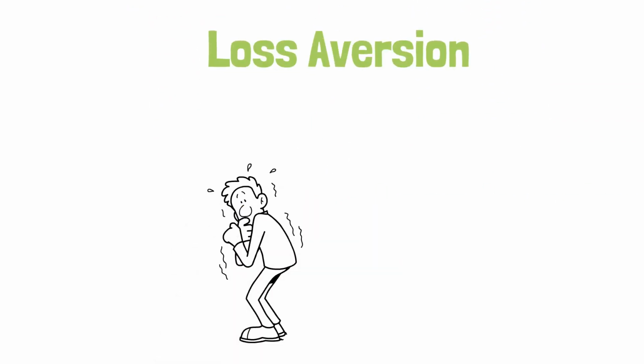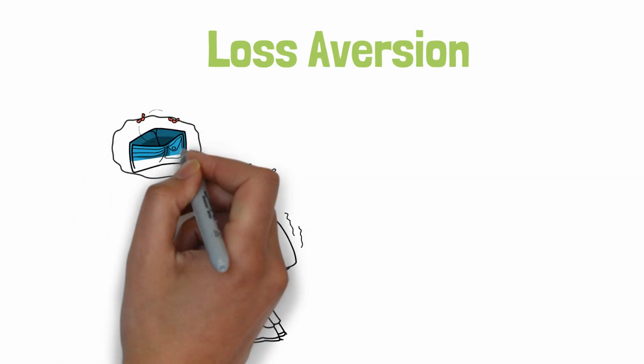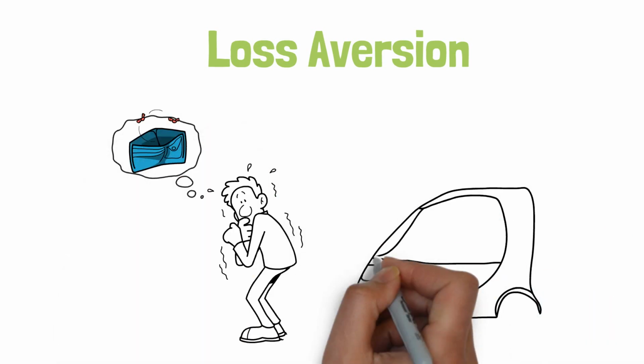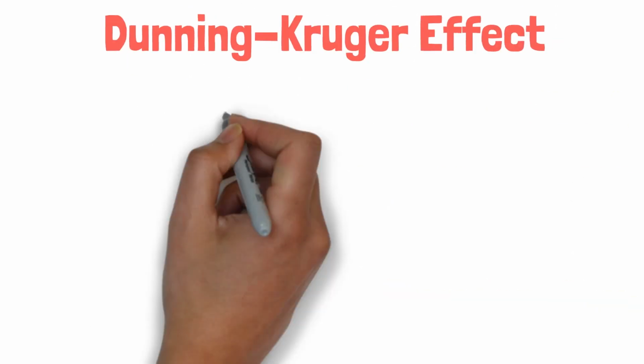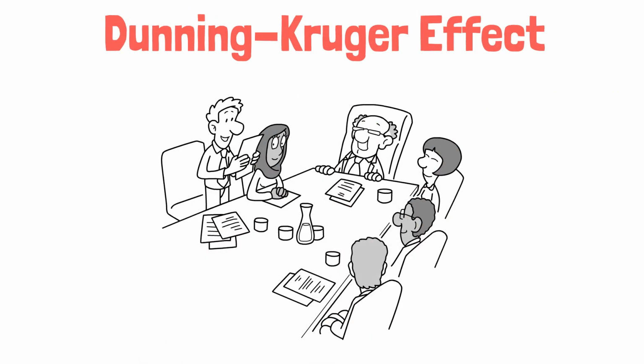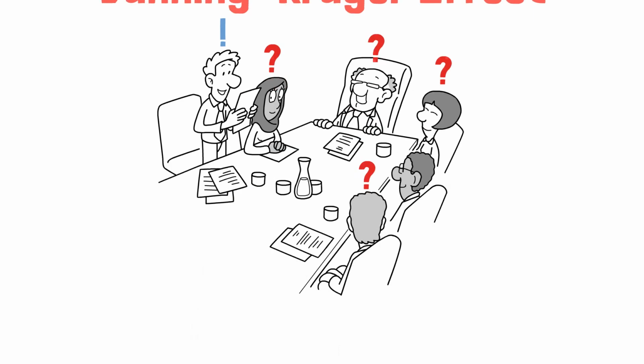Avoiding loss aversion. Loss aversion is when fear of losing something motivates you more than potential gain. Focusing on potential gains rather than losses can help overcome this bias. The Dunning-Kruger effect. The Dunning-Kruger effect is when people with less skill overestimate their abilities. Consulting with experts when making important decisions can provide valuable insight.